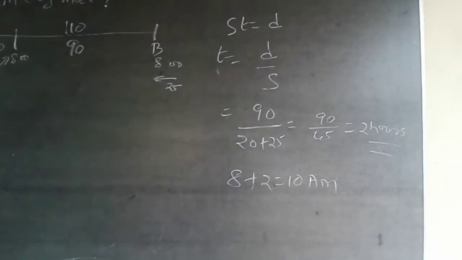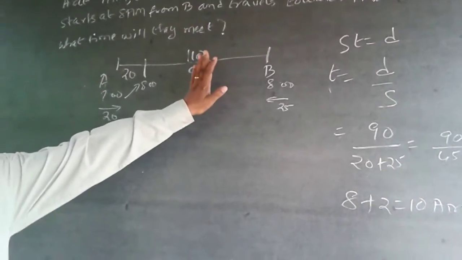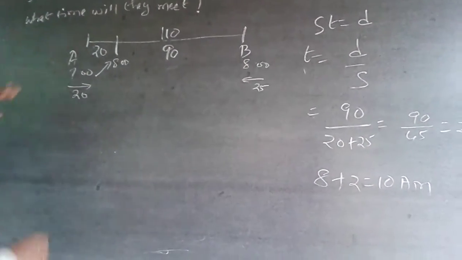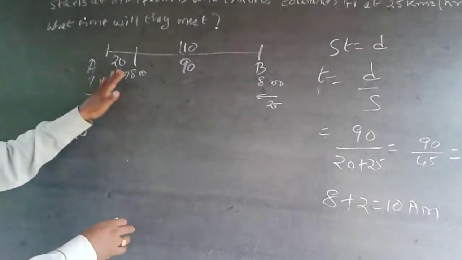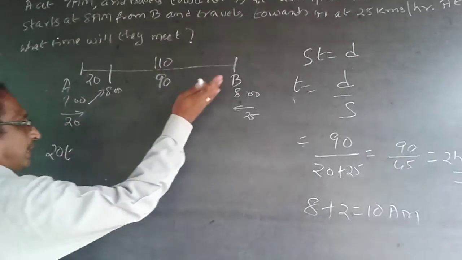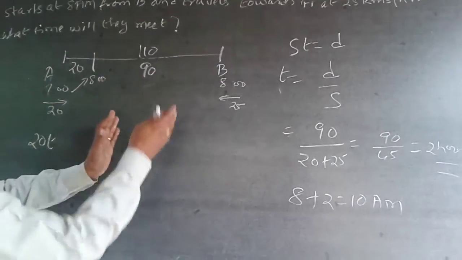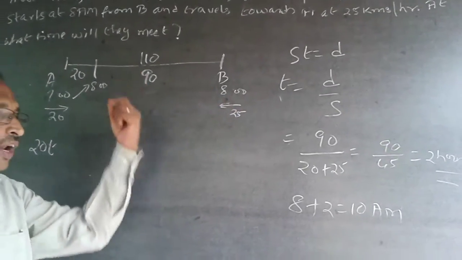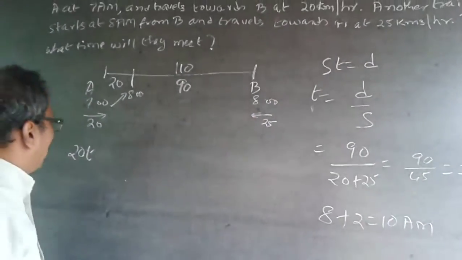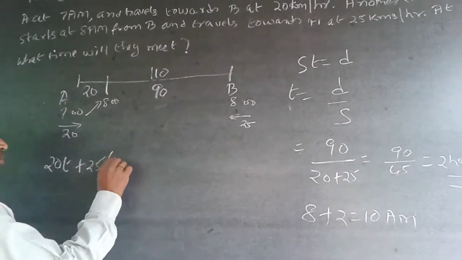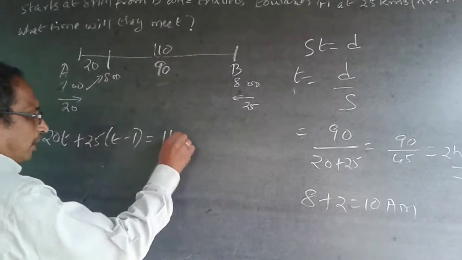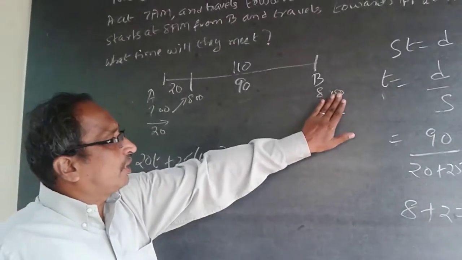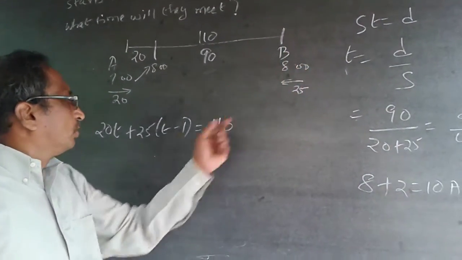There is another way of doing it. Both the trains will have to cover 110 kilometers, and we have to find the time when they meet. I will start from 7 o'clock. Speed into time is distance, the same thing. 20 into T is the distance covered by the train starting from A. The train starting from B at 8 o'clock travels 1 hour less than this train, so it will be plus 25 into T minus 1, and both the trains will have to cover 110 kilometers.